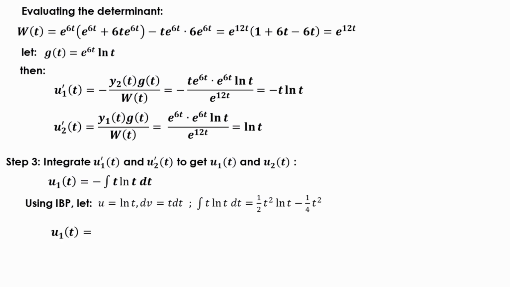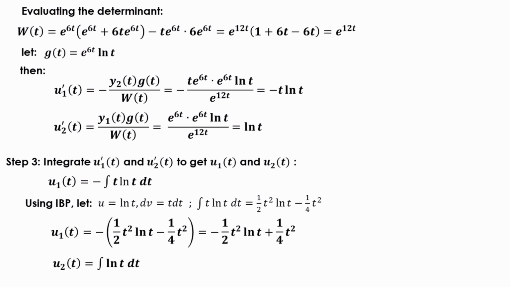Then for our u1 now, we have a minus in front before, so just multiply the minus through our half t squared ln t minus 1 over 4 t squared. So now that we have gotten our u1, the next thing for us to get is our u2. After that, we go back to our yp formula and start everything. Our u2 is straightforward. It is a very popular function, the integral of ln t, which is t ln t minus t. So that solves it for our u2.